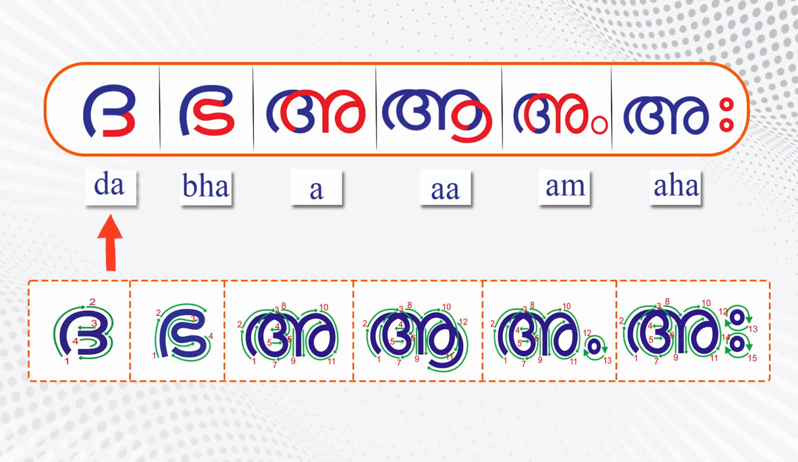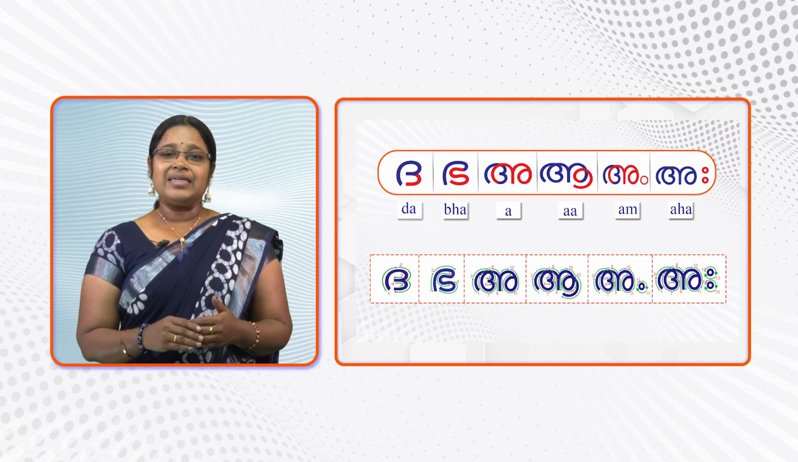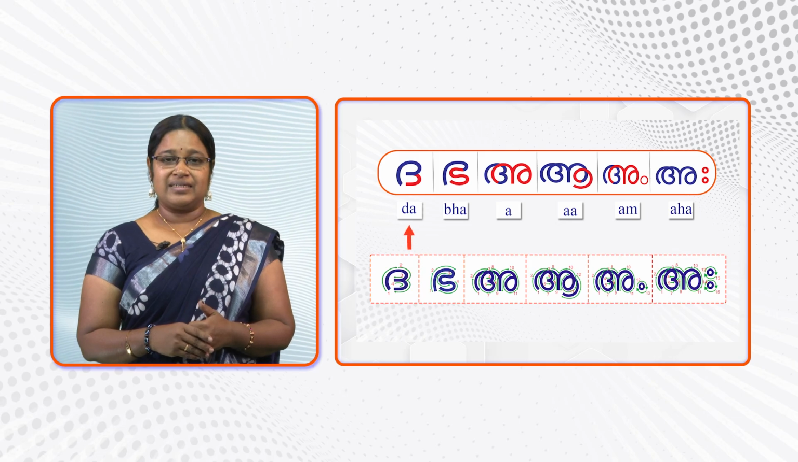The letters are Da, Bha, A, and Aha. Let us pronounce once more. Da, Bha, A, Aha. Let us go to the first letter.